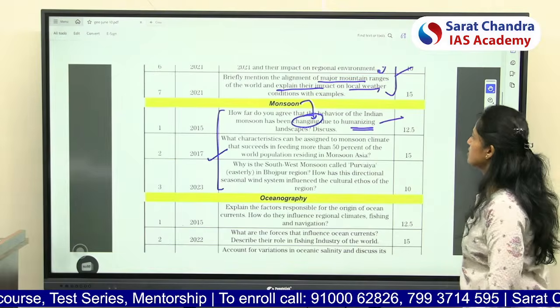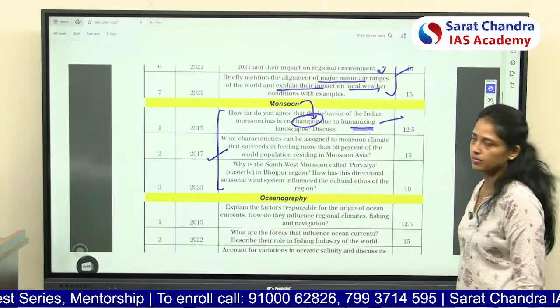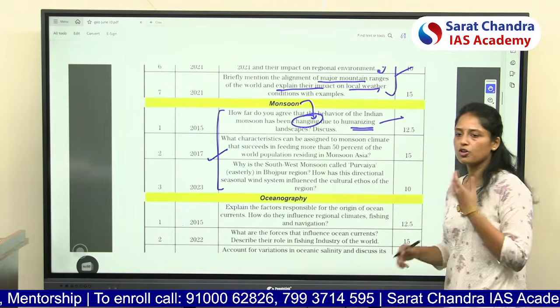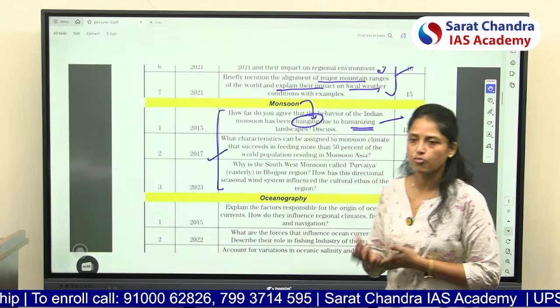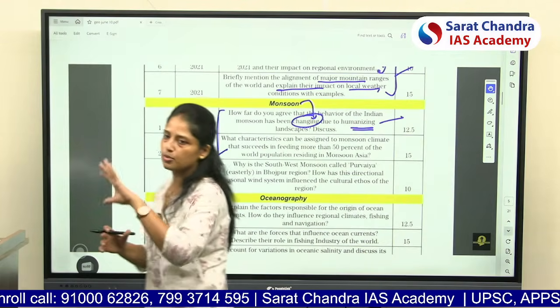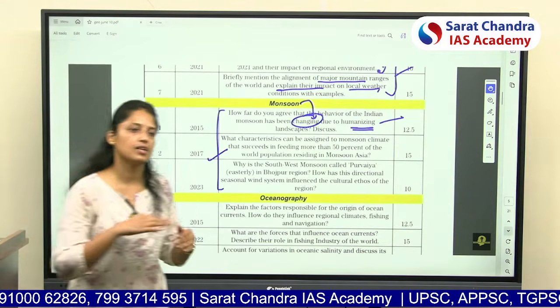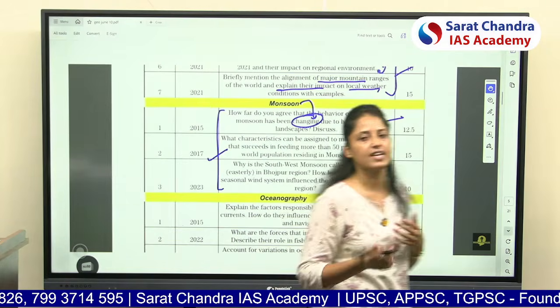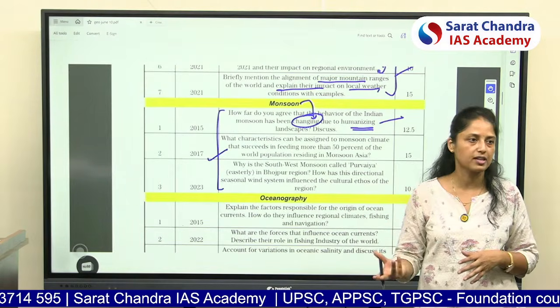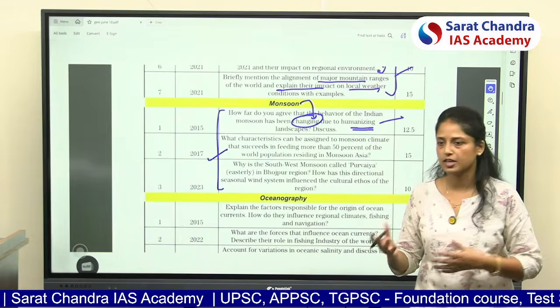Now, next repeated topic is the monsoon. So in monsoon, what all things you must know? What are the causes of monsoons, right? What is the distribution of monsoon? Because some of the places get very high rainfall, some of the places experience drought. So that's why you have to study monsoon in detail.